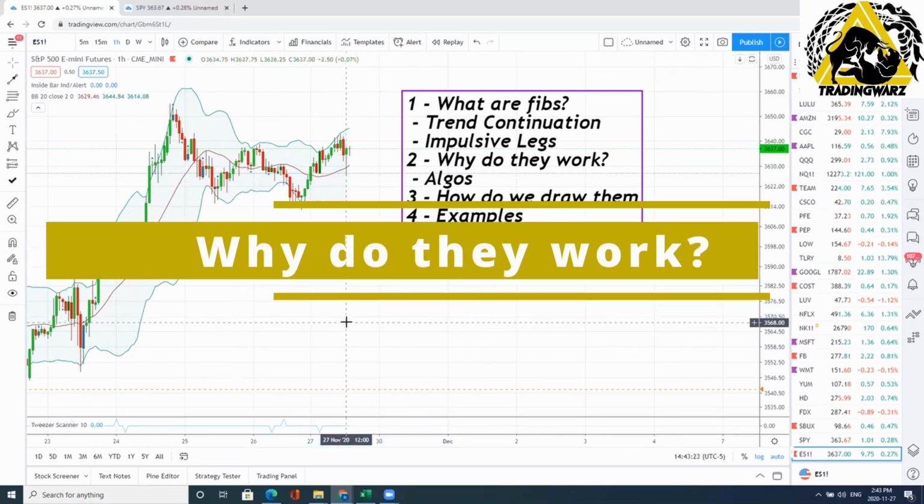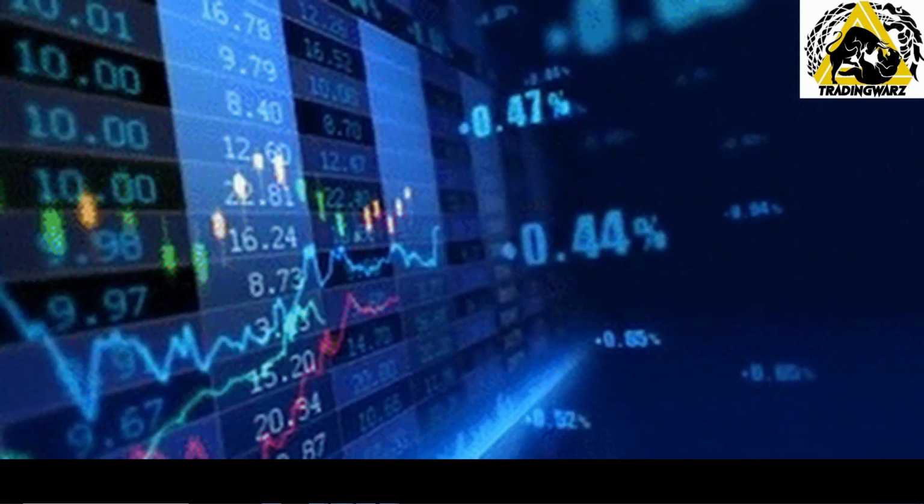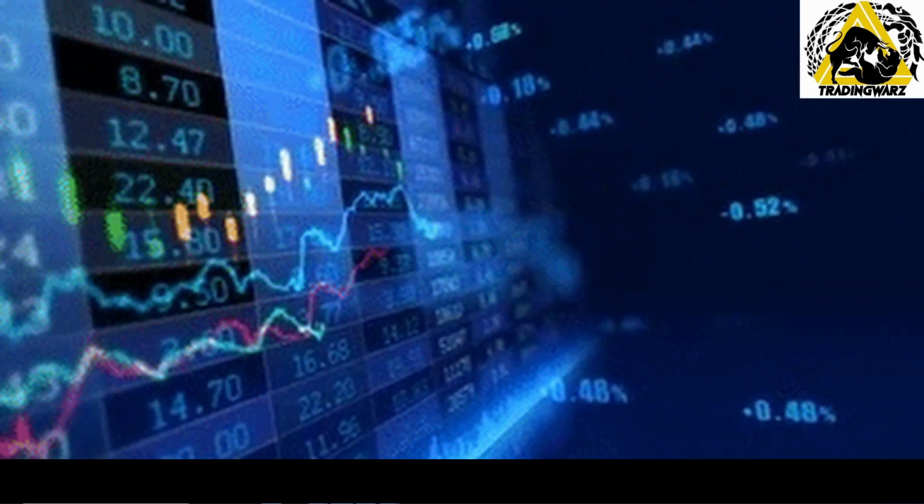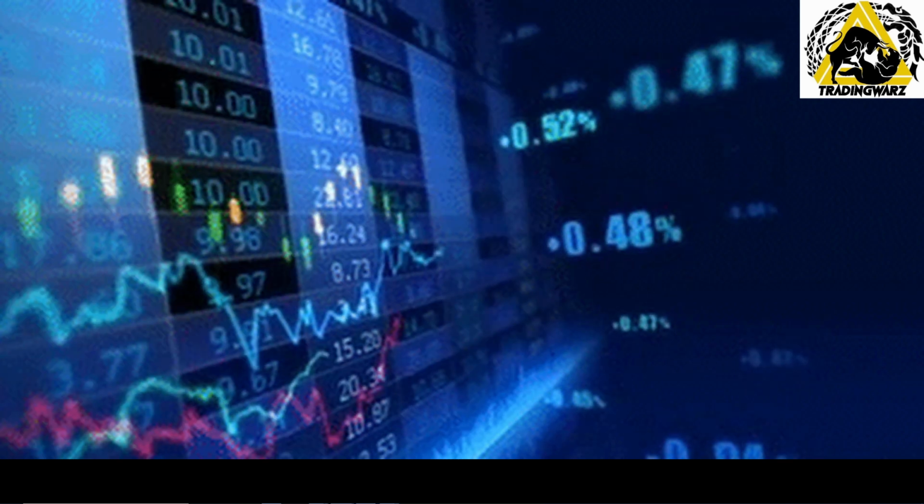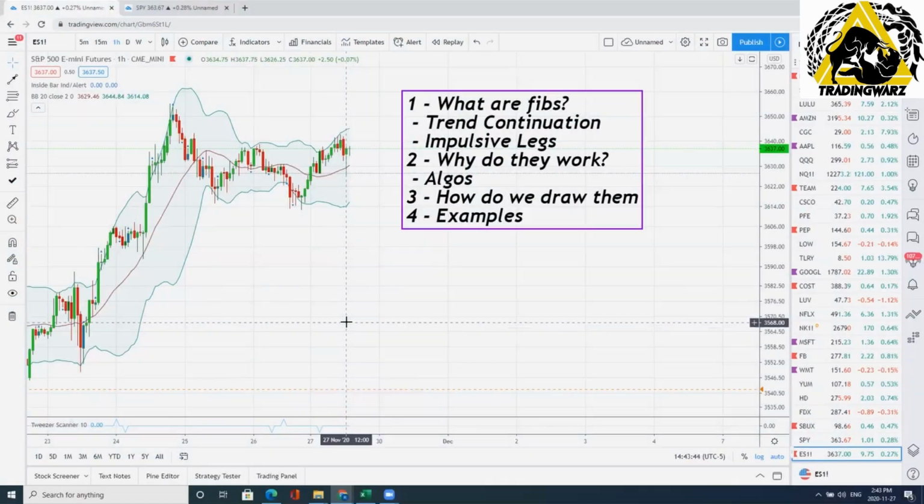So why do they actually work? Well, the main reason Fibonacci's work is because the markets are dominated by algorithms and robots. And robots need to be programmed at specific price levels in order to buy. And the easiest way to program a robot is buying at retracements, because they're just percentages of legs. And that's why it's such an efficient tool, because you're actually trading like a robot and you're getting on the edge of where the robots are.